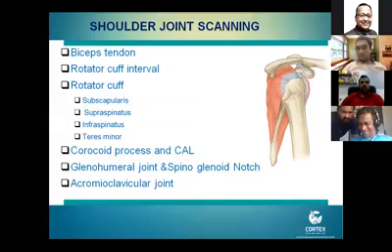Whenever we examine, first we will be taking history and examine the patient. I am not going into those details because we have only 10 minutes to do all this scanning part. Whenever we examine the patient, we will have an idea what the diagnosis is. We want to confirm it by the shoulder scanning. But it is always better to do a protocol-based scanning.